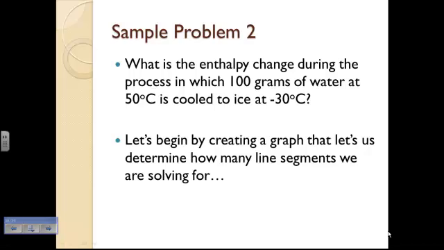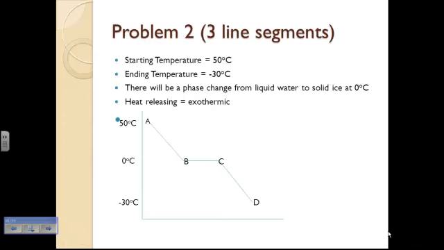We need to begin by creating the graph so that we can determine how many line segments we are solving for. Showing a graph is mandatory for these problems even on test day. I need to know how many line segments there are and what's occurring during each one of those line segments. What are the interesting points we need to graph? Start by drawing an XY axis. Temperature is on the y-axis, and heat content in kilojoules will be on the x.